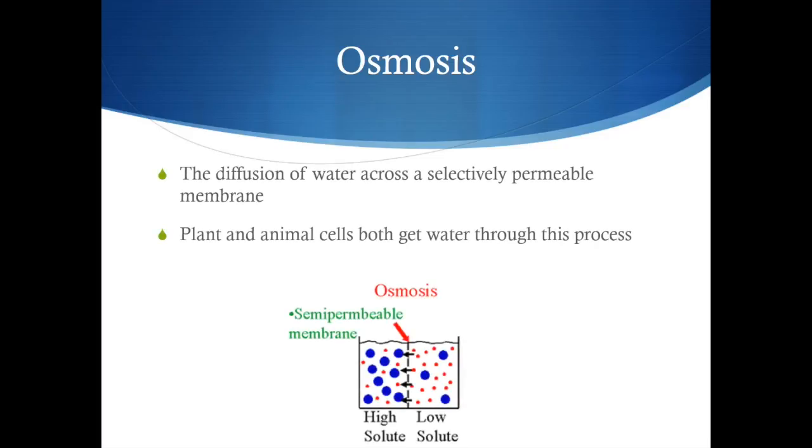Osmosis is the diffusion of water across a selectively permeable membrane. Plant and animal cells both use this method to get water. During osmosis, water moves across the semipermeable membrane from an area of low concentration to an area of high concentration. If this is how we define osmosis, what do you think happens during reverse osmosis?